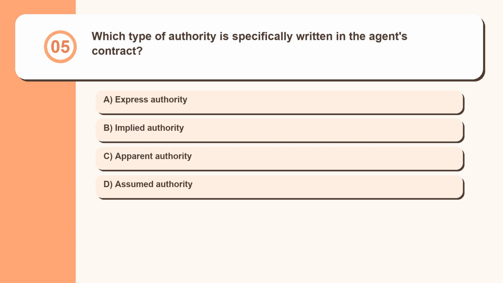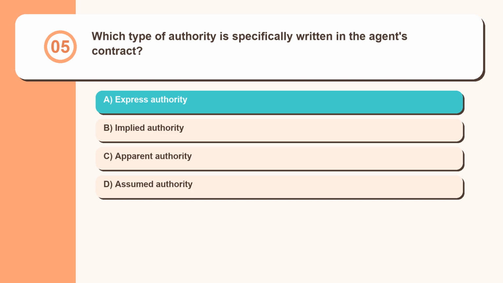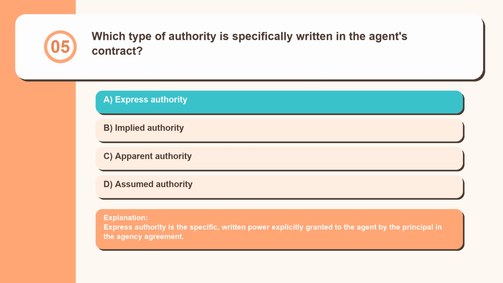Question 5. Which type of authority is specifically written in the agent's contract? Express authority, implied authority, apparent authority, assumed authority. Express authority is the specific, written power explicitly granted to the agent by the principal in the agency agreement.